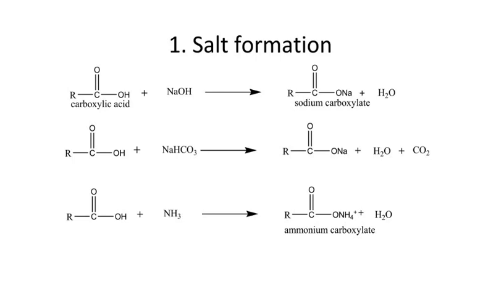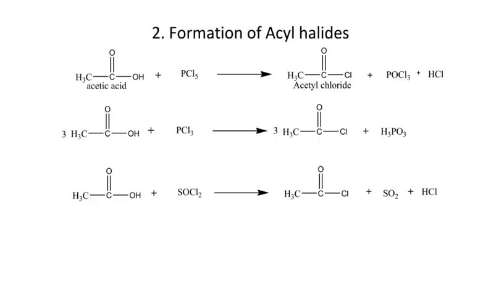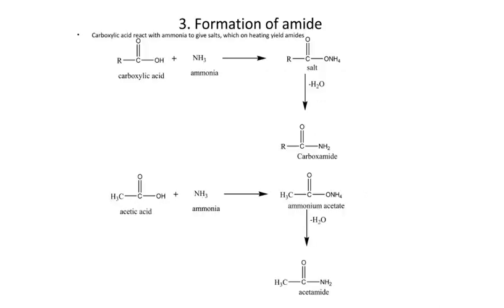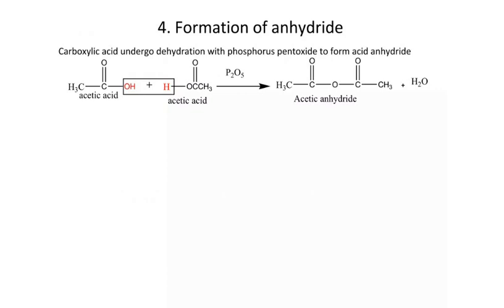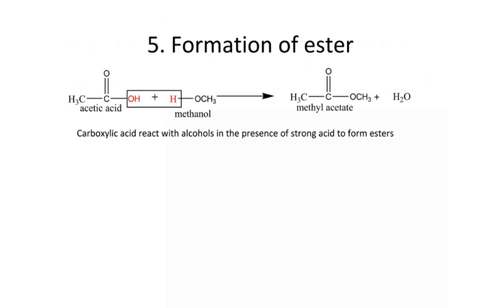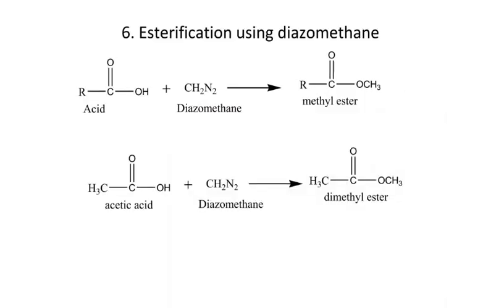Look at here salt formation. React with the base, it forms salt. Formation of acyl halide. You can see the OH replaced by Cl in presence of PCl5 and thionyl chloride. Formation of amide. You can see it reacts with ammonia, it gives the salt and then carboxamide. Formation of anhydride. 2 acetic acid gives acetic anhydride. Formation of ester. Alcohol and acetic acid combine together forming ester. Esterification using diazomethane. You can see how diazomethane reacts forming methyl ester.